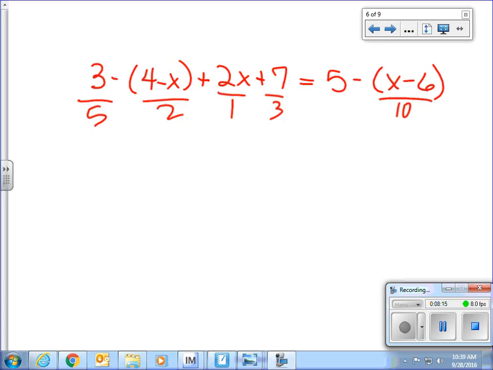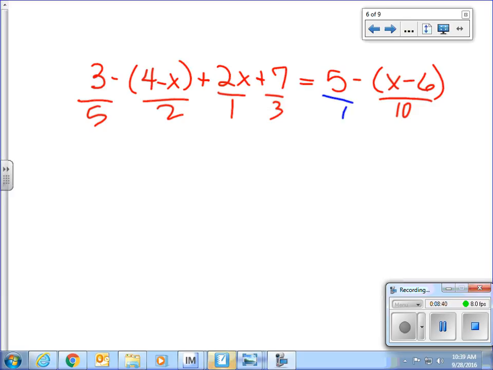Between these two plus signs, I have a 2x over 1. And after this plus sign, or this positive sign, Logan, either way, is a 7 over 3. This 5 stands alone, but how can I turn it into a fraction? Over 1. Minus, or negative, this x minus 6 over 10. Now, everything is in the form of a fraction.